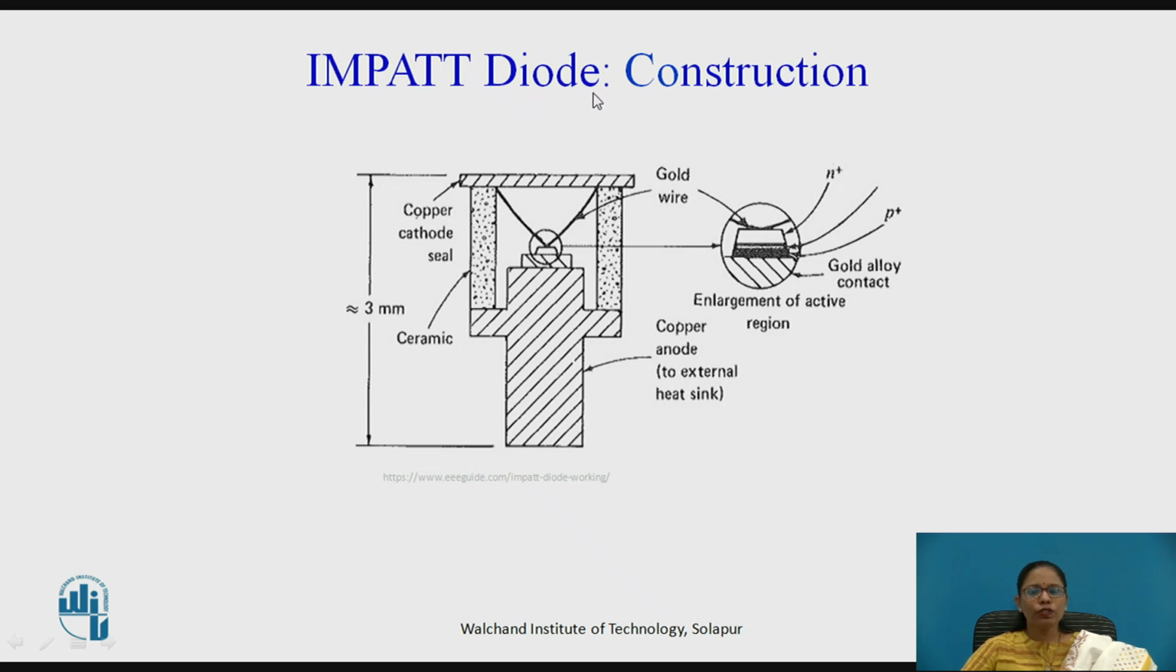This is the construction of the IMPATT diode, where you can see this is the wafer here. You can see it has a P plus heavily doped and an N plus heavily doped region, and in between there is a drift space, and this gold wire contact is taken out from here. The leads are taken out and it is placed on a heat sink, and all of this is put in a ceramic housing.